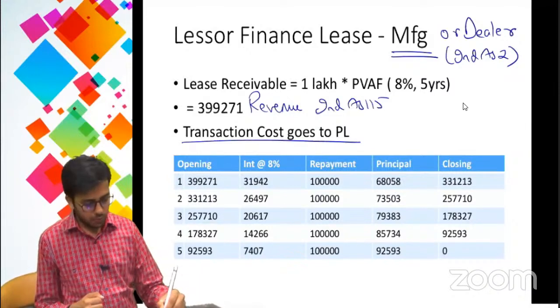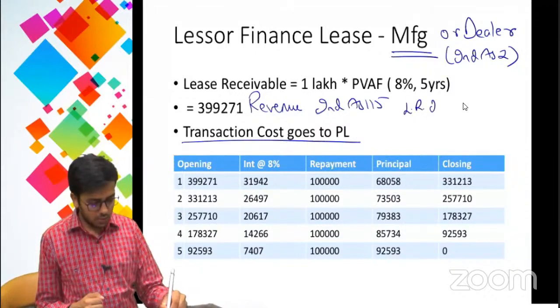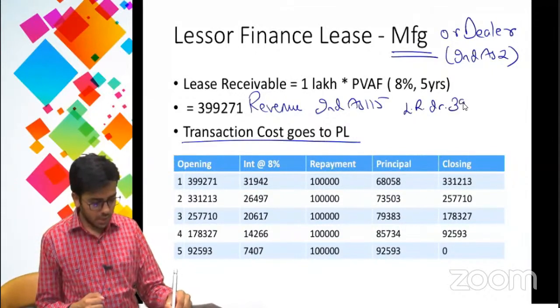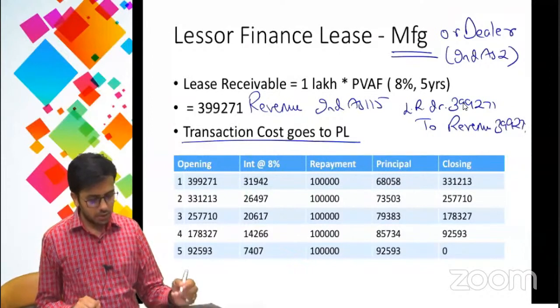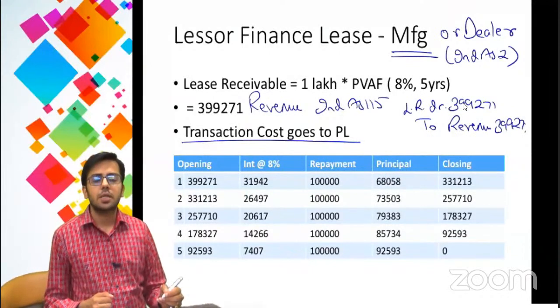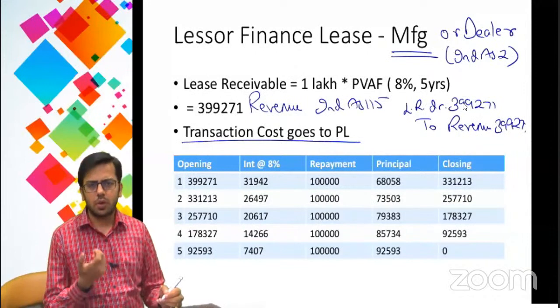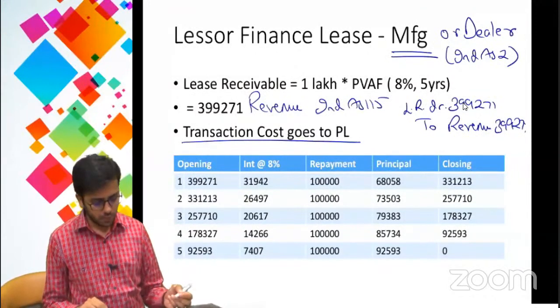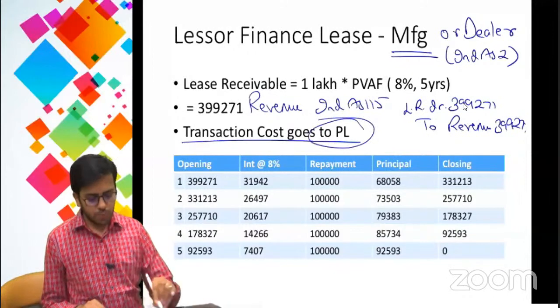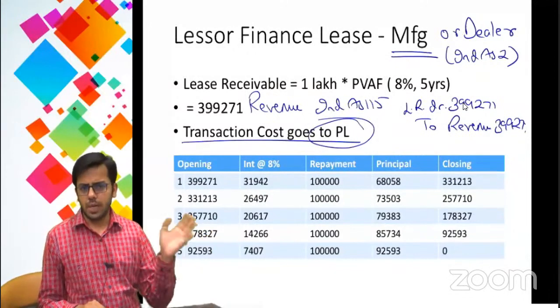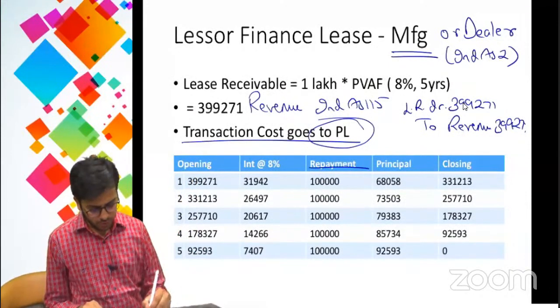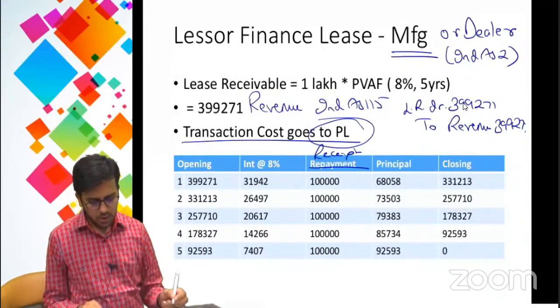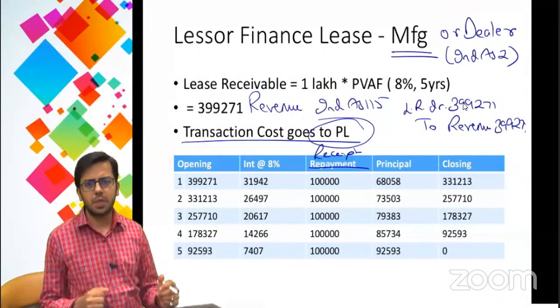Now, what will he do? He will say lease receivable debit 3,99,271 to revenue. Now the price at which he has purchased the asset, whatever price he has paid to purchase the asset, is considered to be the cost of goods sold. So cost of goods sold debit to closing stock. And transaction cost goes to PL: other expenses debit to cash. He is going to account for receipts the same way. I have written repayment, but this is not repayment, this is receipt. The table will be the same as appearing in the books of the lessee.